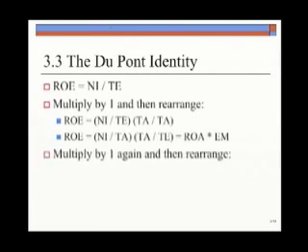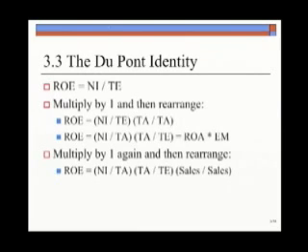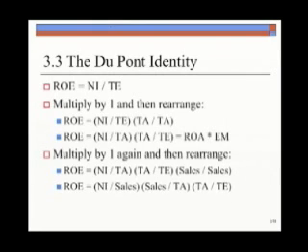We're going to multiply one more time, this time in the form of sales over sales. And we're going to rearrange the first of those two quantities in parentheses. We're going to take net income and divide by sales and divide by total assets. We'll leave the total assets divided by total equity alone. That will be the equity multiplier. And now we have the profit margin times the total asset turnover times the equity multiplier.